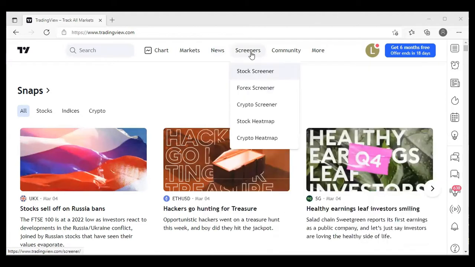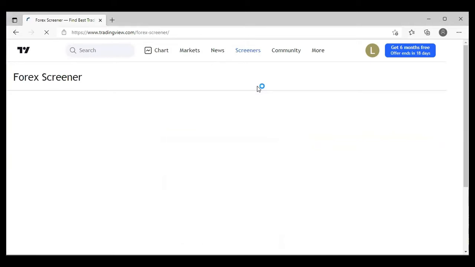Then we have screeners, and these just focus on the different assets, basically showing you how they're looking in terms of where people are positioned in the market as well. So let me open, for example, the Forex Screener so that I can make sure I'm saying the correct thing.